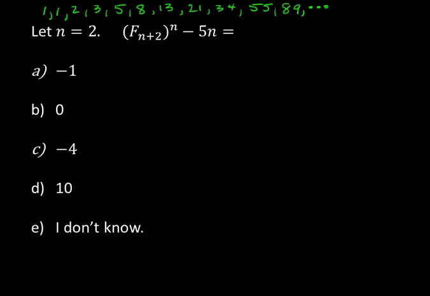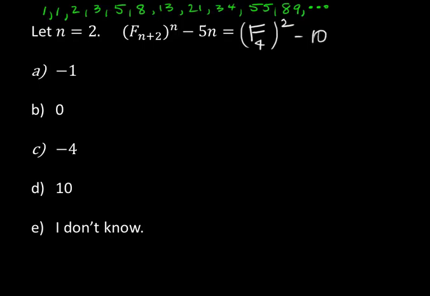So this one might be a little trickier. Here it says let n be 2. And then it gives us an expression involving n in 3 different places. So all you do is rewrite that expression, plugging in 2 for n. So it's very mechanical. This will be f sub, well, 2 plus 2 is 4, f4, and if you want, you could keep parentheses on it. We're going to be raising it to the power n, but n is 2, so we're going to be squaring it, minus 5 times 2 is 10.